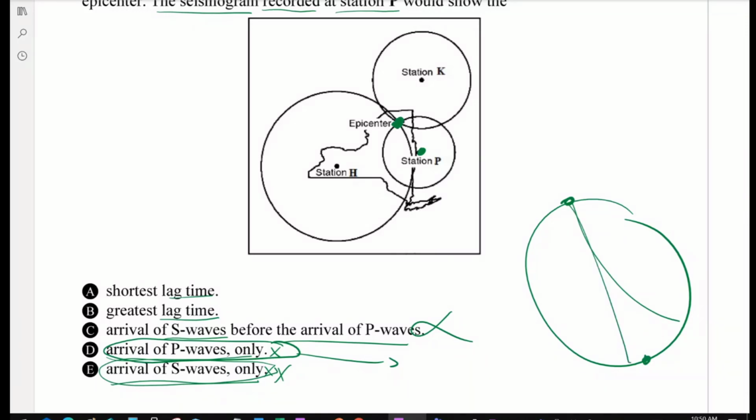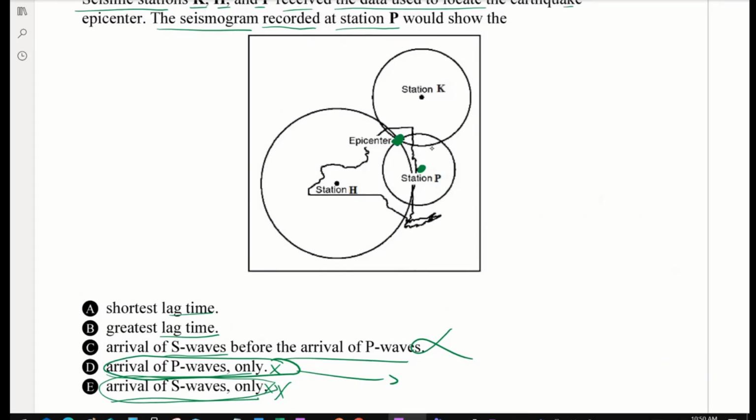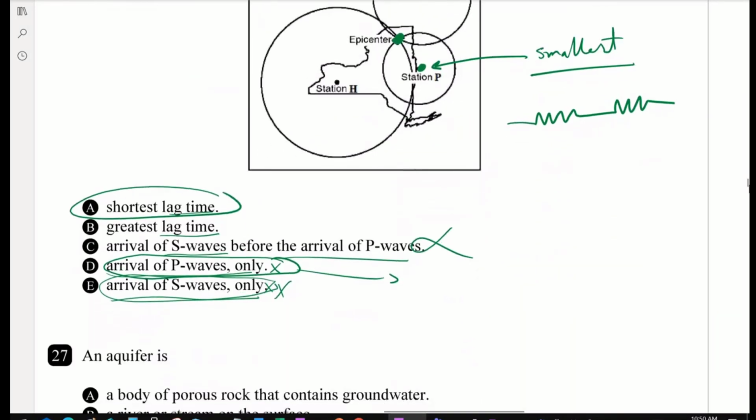As we said, there are some shadow zones. But here we are talking about New York, so all of these stations are in the same area. Station P has the smallest circle. So what does it mean? The smallest lag time, the shortest. That's right. So it has the shortest lag time.